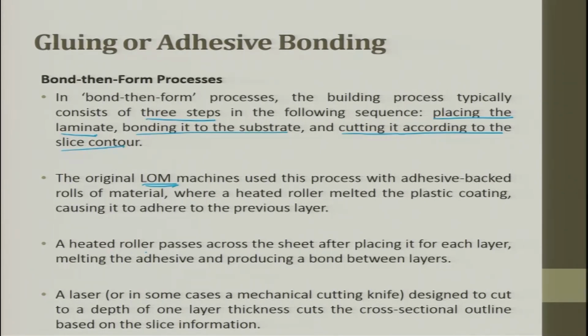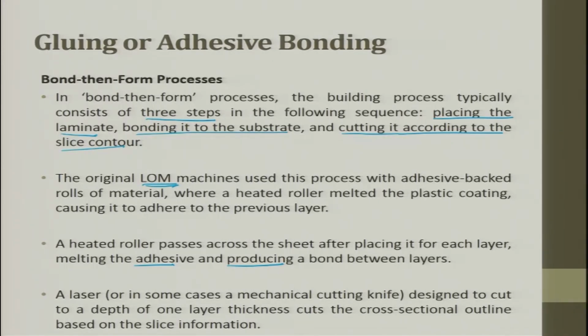A heated roller passes across the sheet after placing it for each layer, melting the adhesive and producing a bond between them. Okay. A laser designed to cut to a depth of 1 layer thickness cuts the cross section outline based on the slice information. The laser here is predominantly used like a knife.